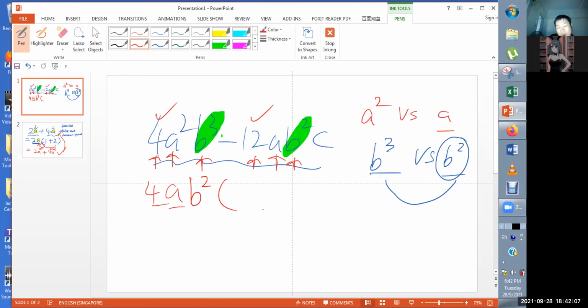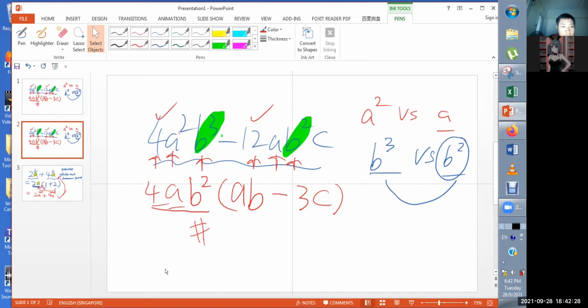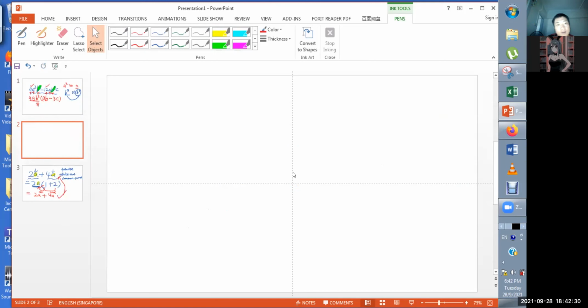Later, I'm going to give you one more example. Once you take out the common factor already, you will see that 4A, then this one is short of A, this one is short of B, and after that you get a 3, then this one is short of C. So this is the answer. So just now the question you asked, I know what you're asking. Now I'm going to give you another example.